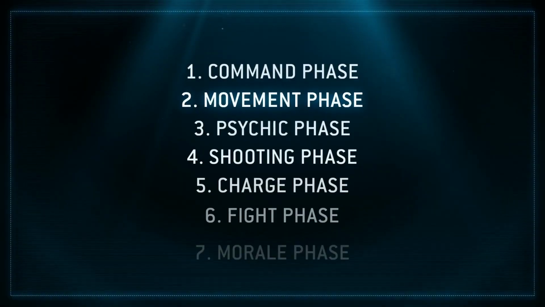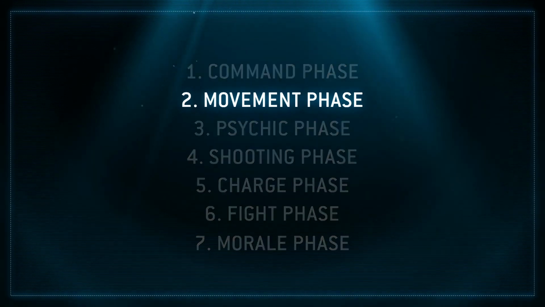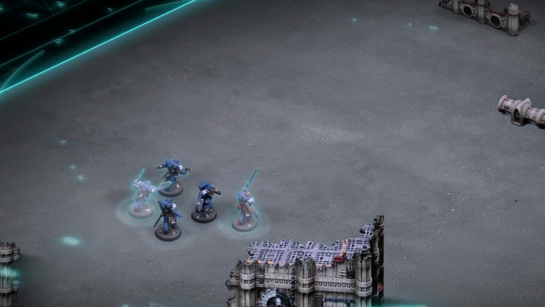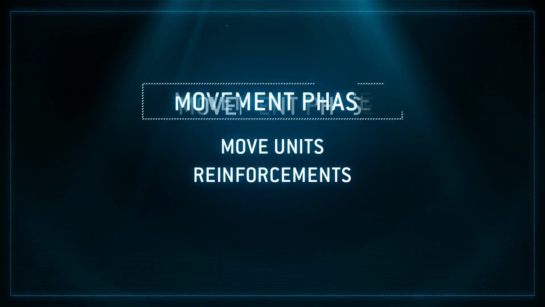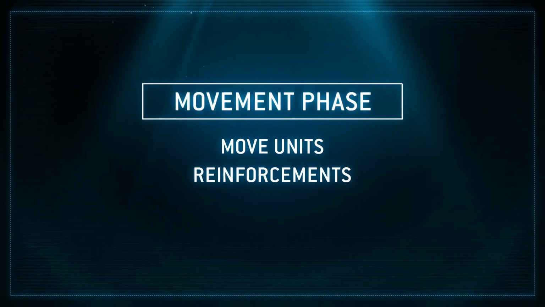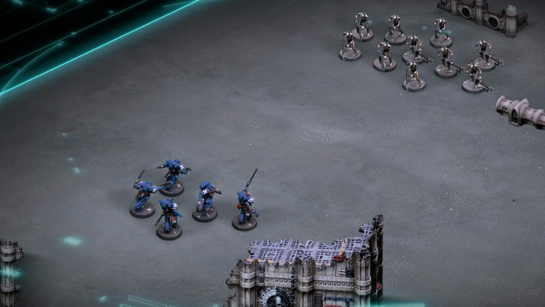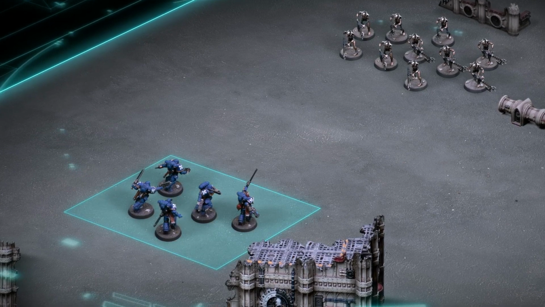The movement phase is where you move your units around the battlefield, jockeying for position, preparing ambushes, and seizing objectives. The movement phase is split into 2 steps. 1. Move units, and 2. Call in reinforcements. First, select a unit in your army to move.